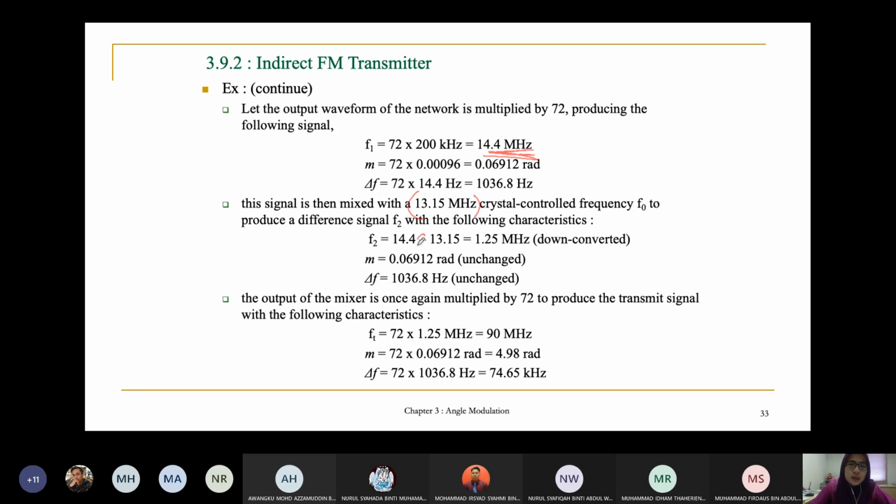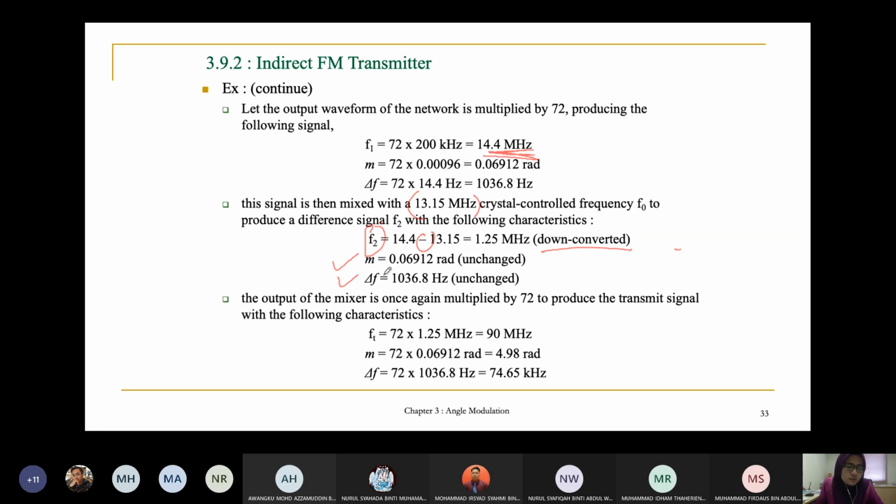This 14.4 minus the FO, 13.15 megahertz. So why do we need to minus? Because it is a down converter. If, for example, it is an up converter, then instead of minus, you need to add. So now the value F2 is equal to 1.25 megahertz. But look here, since this is a heterodyne process, only the frequency is affected. The modulation index and the frequency deviation remain unchanged.